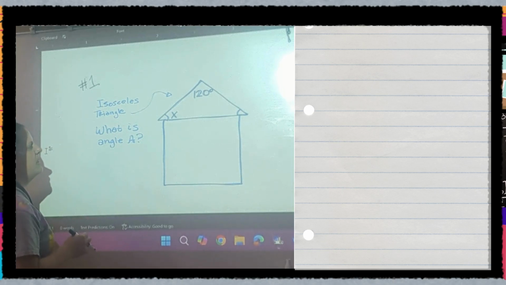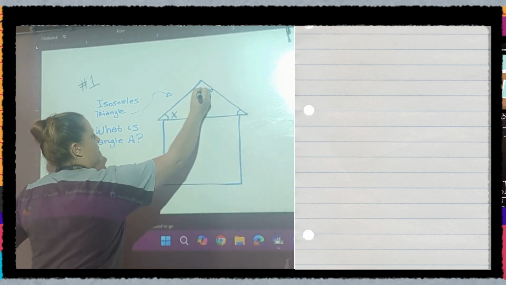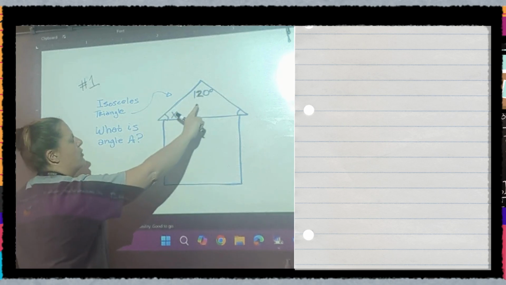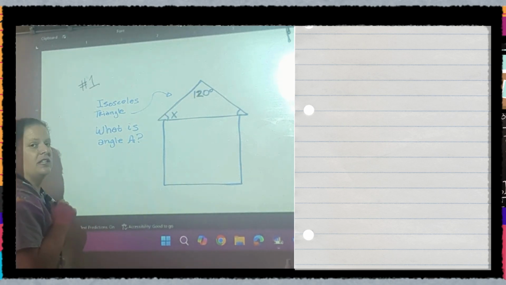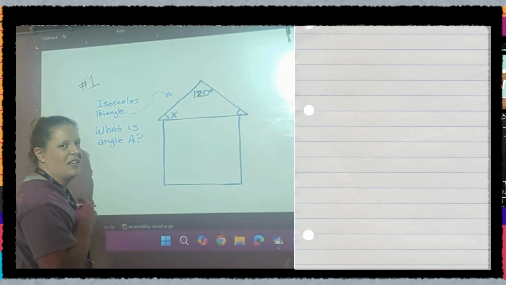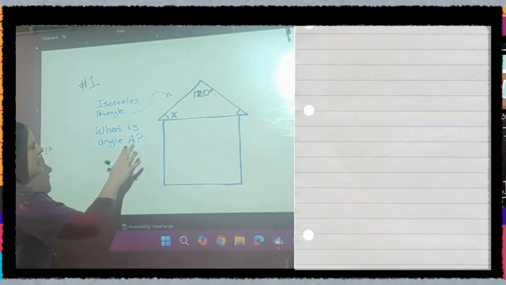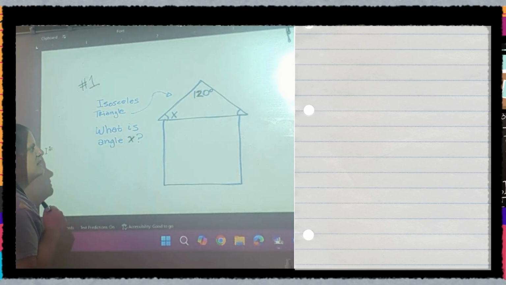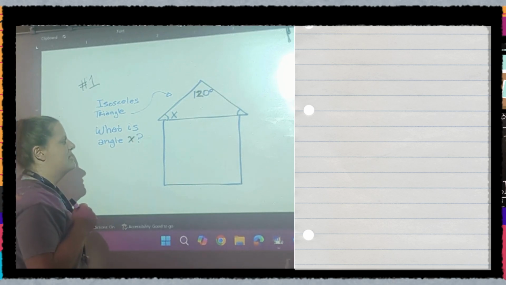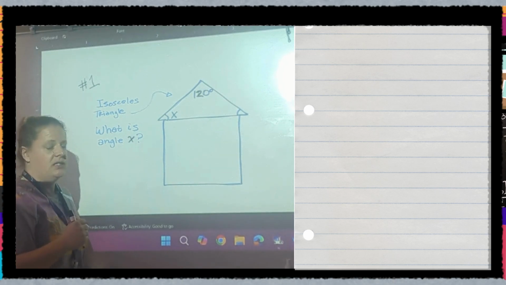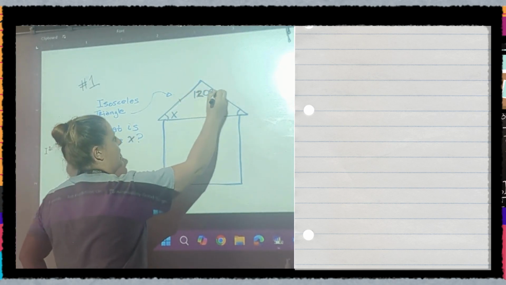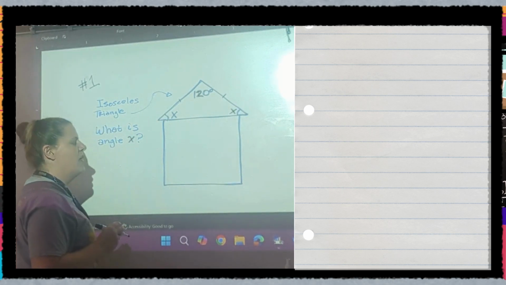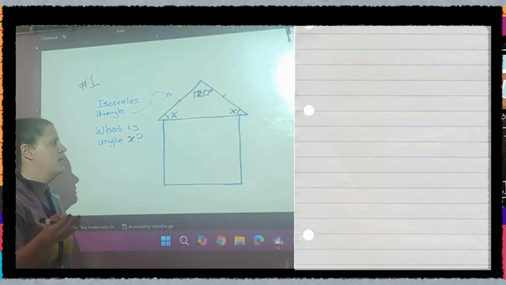The first question, they give you a house and they tell you that the roof forms an isosceles triangle where the upper point is 120 degrees. Your number's different, mine's 120. What is angle X? Yours says A, mine says X. So they tell us it's isosceles. Isosceles means we have two sides that are the same and we have two angles that are the same. So I'm going to call that X and X.